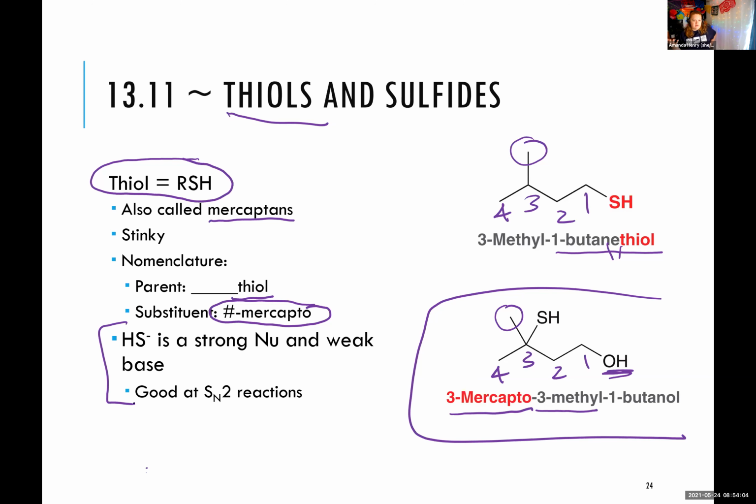A little bit more on property stuff. It's a strong nucleophile. It's a weak base. It's good at SN2 reactions. So we've seen this back in chapter 7. Sulfur is not as common as other ones, but it is really good at being a nucleophile. So we do see it show up occasionally. It's a good one to use in examples because it is a little bit different and it is good at its job. So let's do a couple practice ones here with some thiols.